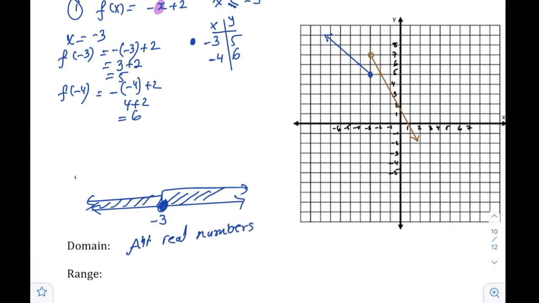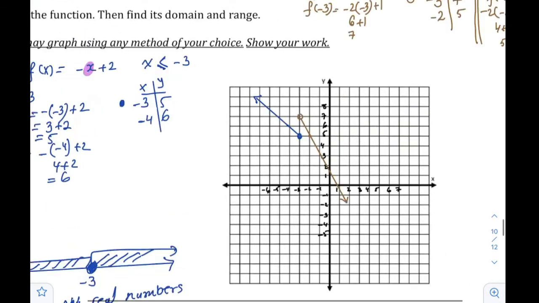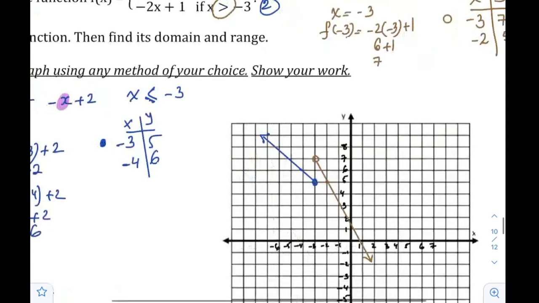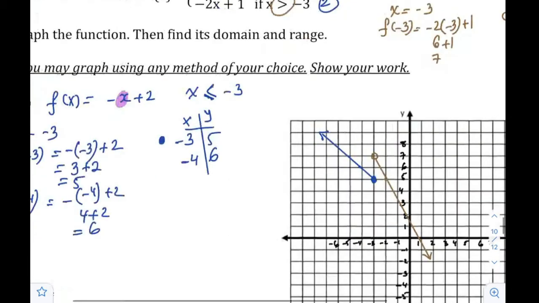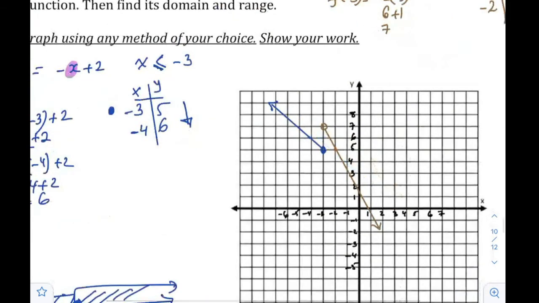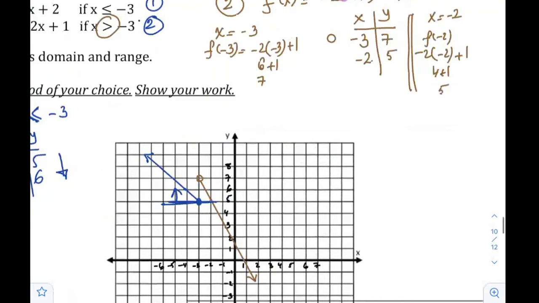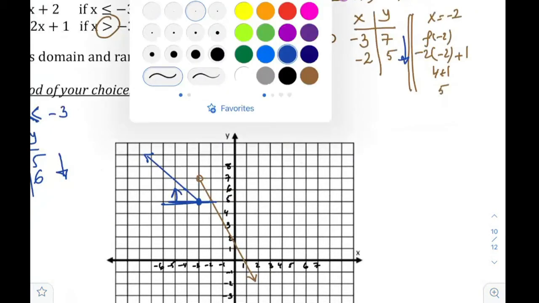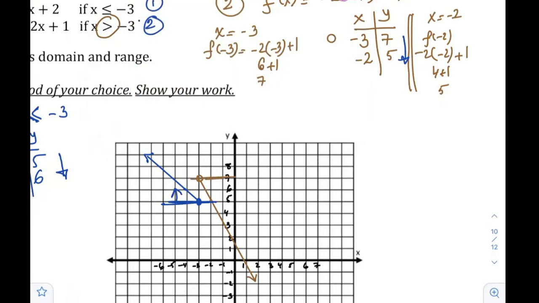Now, the y values range is all the y values that have been used. If you look carefully here, you used the y values from the first piece, 5 and above, and it is very clear that you have used 5 and above. For the other piece, you have used 7 and below. So this is the range of values, 7 and below.